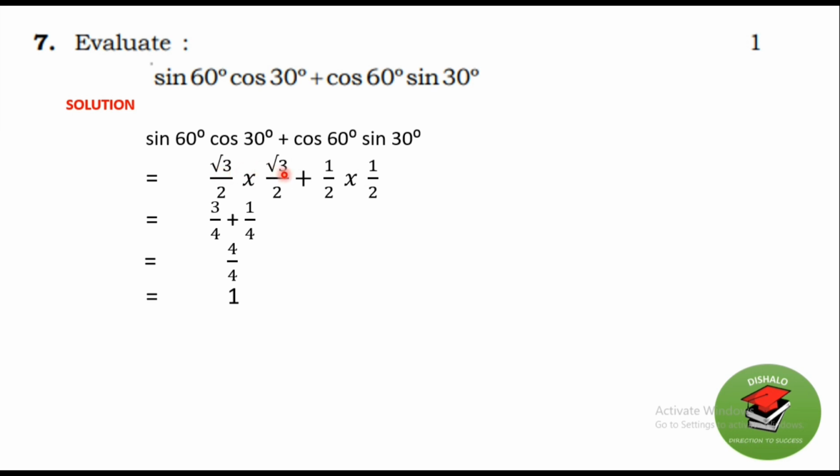So root 3 into root 3 is 3, 2 into 2 is 4, then you have a plus, 1 into 1 is 1, 2 into 2 is 4. So when you take the LCM, you get 4 by 4. So when it cancels, you get 1.